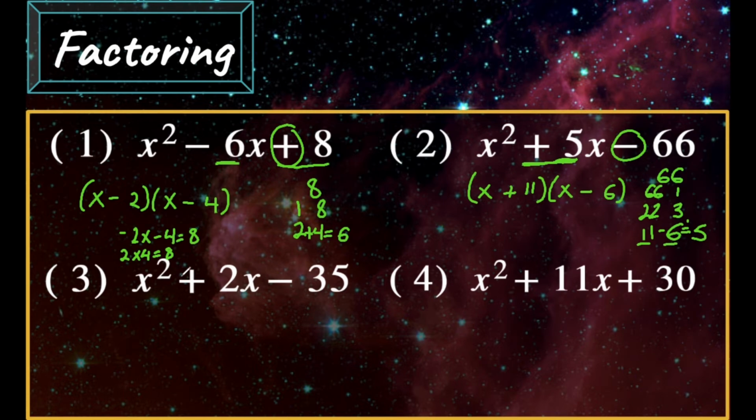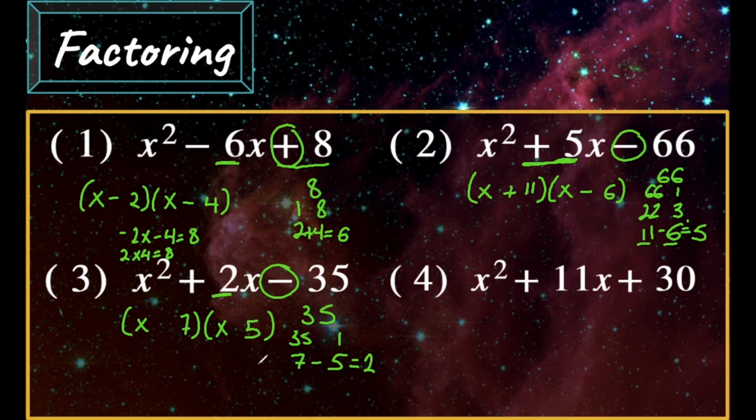For number 3, we have x squared plus 2x minus 35. We're going to break this down into two binomials. And we're going to think about the factors of 35 that subtract to make 2. Factors of 35 are 35 and 1 and 7 and 5. When we subtract these two terms, we get 2, and that's what our middle number is. So the two terms here are going to be 7 and 5. Since the 35 is negative, these two need to be different signs. Since the 2 is positive, the bigger number is going to be positive. So we're going to have x plus 7 and x minus 5.